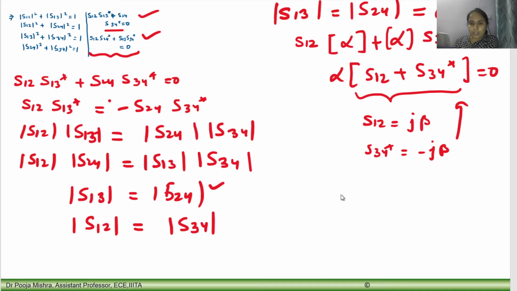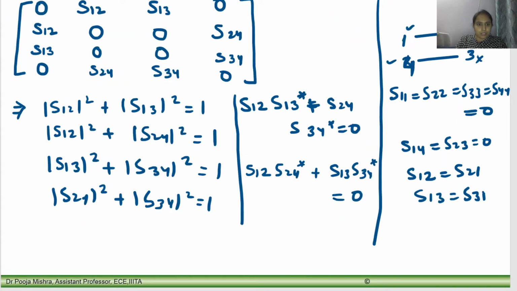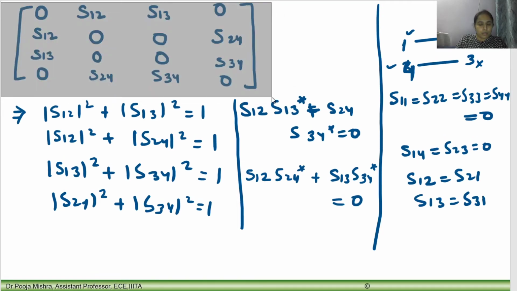So you have S13 is equal to S24 is equal to alpha, and S12 is equal to S34 is equal to j beta. So now the scattering matrix value will become, we'll copy this equation and we'll put the value.